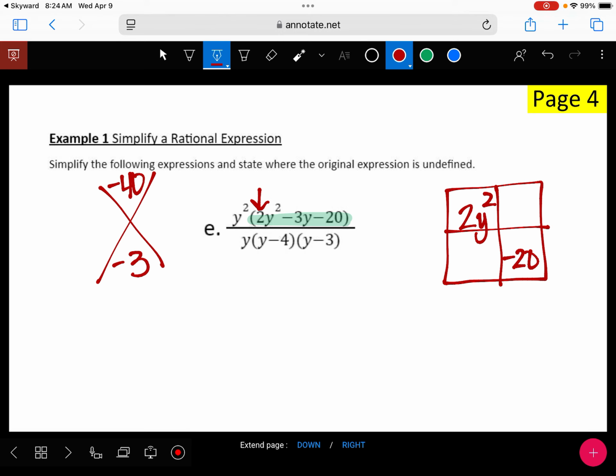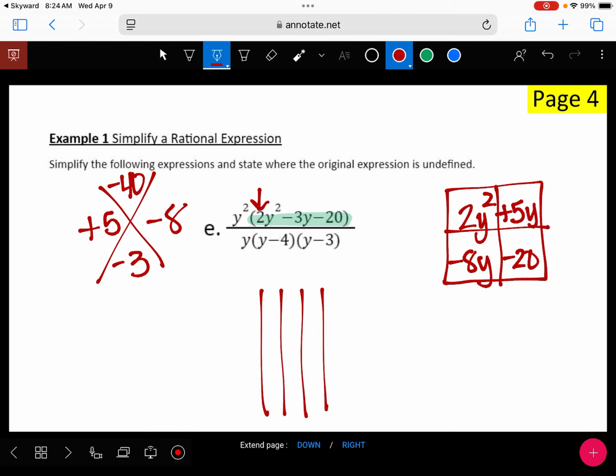Positive 5 and negative 8. Good. So I'm going to put a positive 5y, and a negative 8y. So the hardest part here is trying to figure out what are we taking out. When you're looking at your multiplication chart, there's rows and there's columns. You're trying to find the column furthest to the right that has both of these numbers in it.